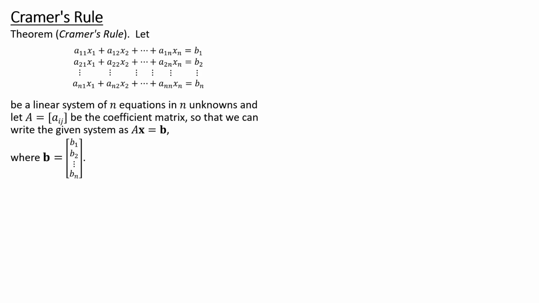So given a linear system with n equations and n unknowns, let A be the coefficient matrix of this system. We write the system as AX equals B, where X is the column matrix for unknowns and B is the column matrix for the constant terms.